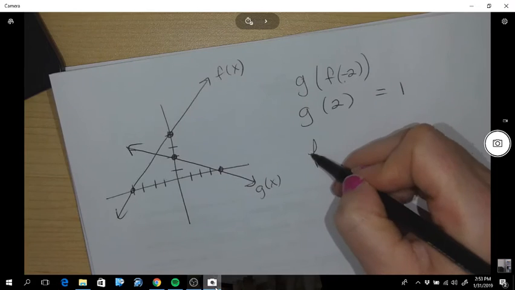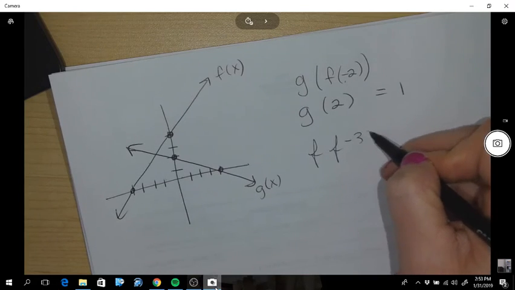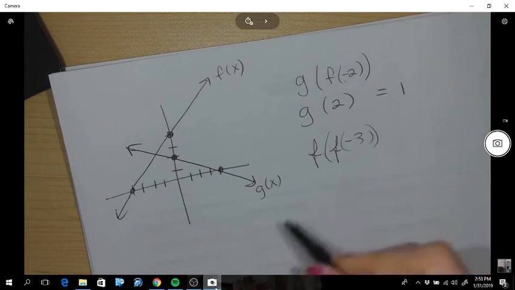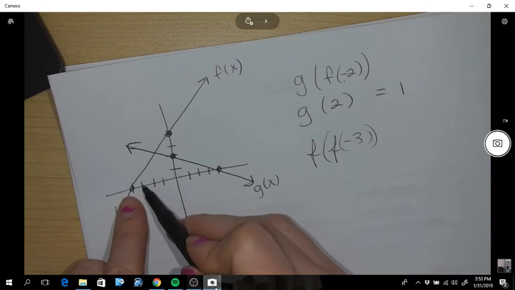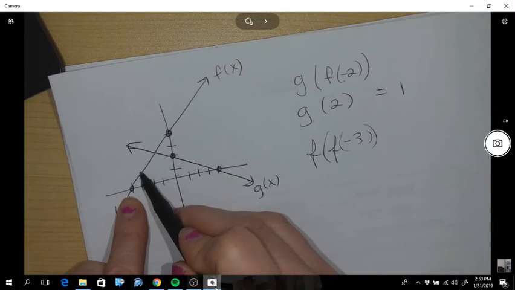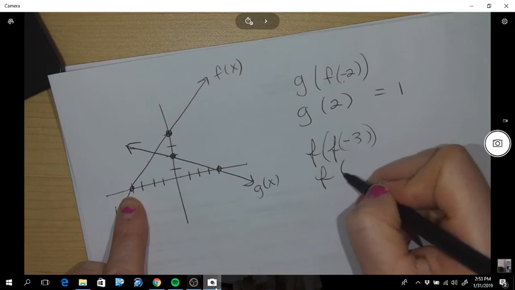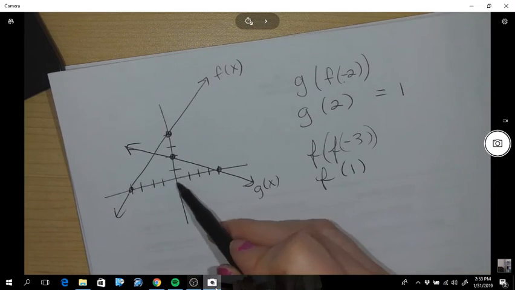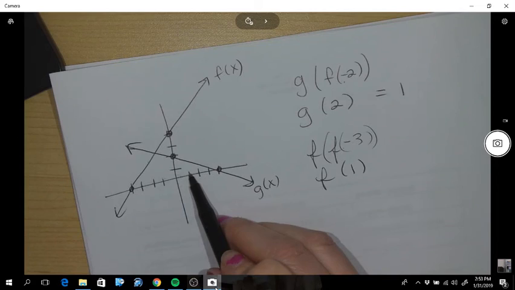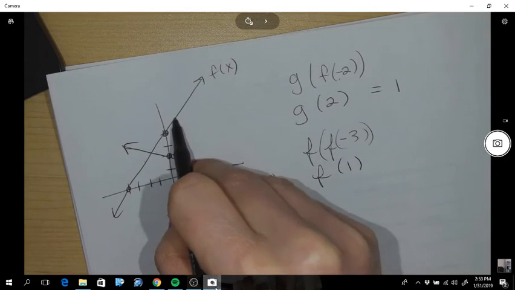Okay, what is f of negative 3? So f of negative 3, so here it's at a height of 1. Now I need to know the function f when it's at 1, it's at a height of 5.